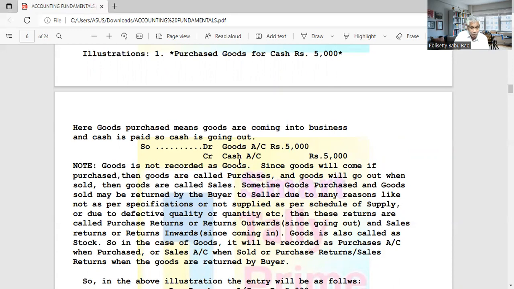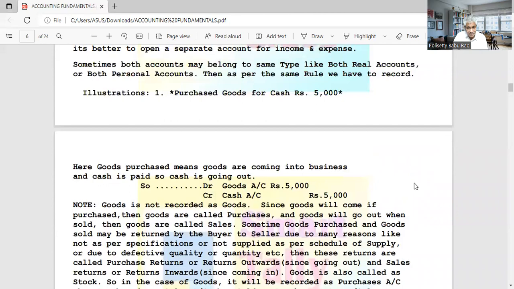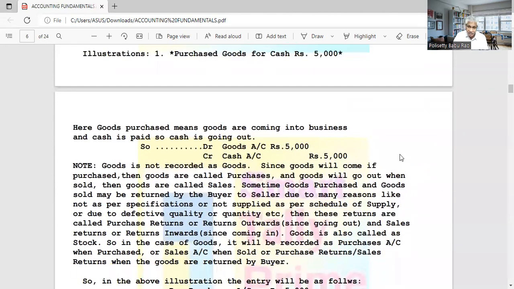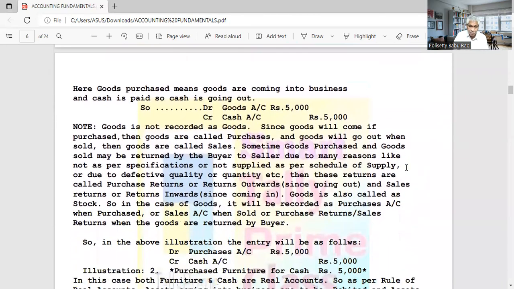When you sell, goods will go out of the business, isn't it? So when you are purchasing, goods is coming in. When you are selling, goods is going out. But sometimes goods will come in not only when you purchase, but also when the sales we made are returned back. When you sell the goods, goods is going out. Suppose some of the goods are returned back to us by the customer, the goods is coming in. So then we have to debit the account. But in that case, it is a third account. This is another account.